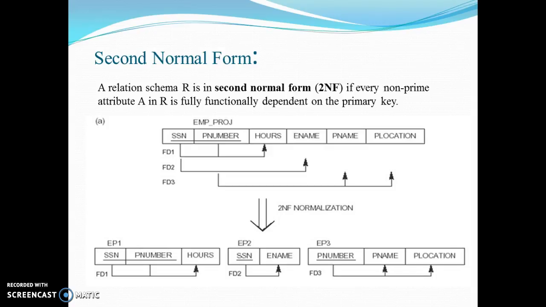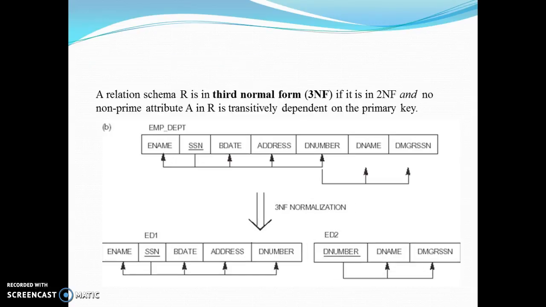If you notice that in EP1, the hours are dependent on P number and SSN, ename is dependent on SSN, and P location is dependent on P location, and P name is fully dependent on P number. So here we have found three different types of functional dependency.